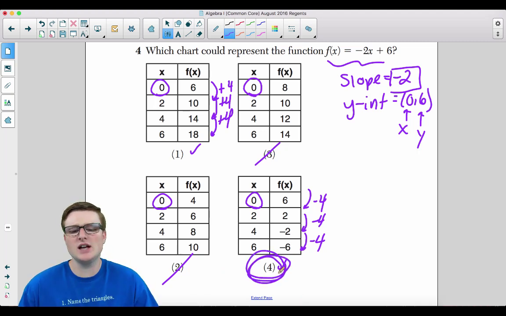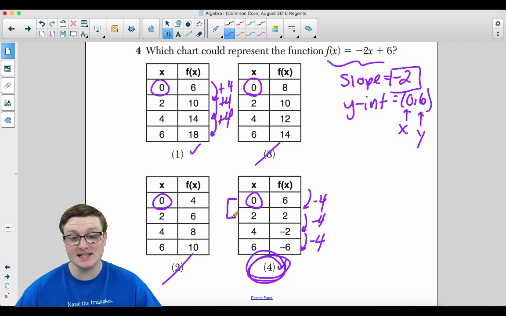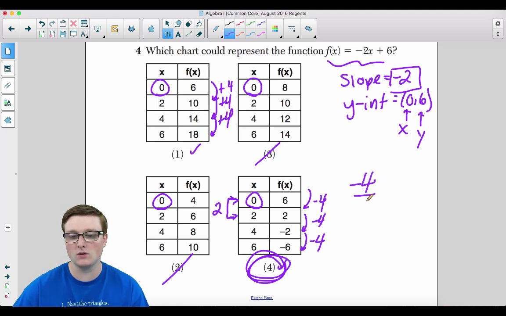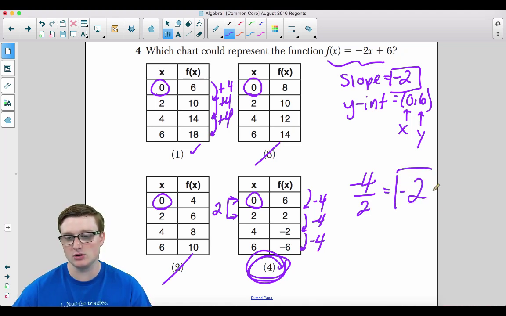But you might be thinking to yourself, wait, Trevor, that says negative 4, not negative 2. Well, you have to understand that the x interval is counting by 2's, not 1's. The slope is always counted by 1's, so it's the rise over the run being your interval for the x value. So this is really showing negative 4 over 2, the rise over the run, which when you simplify that is just equal to negative 2. So that's why it's going to be choice 4.